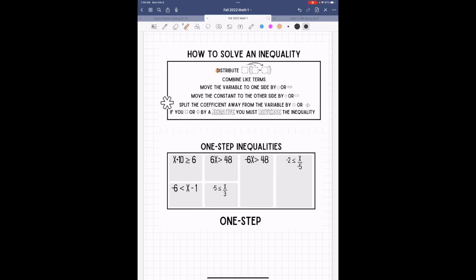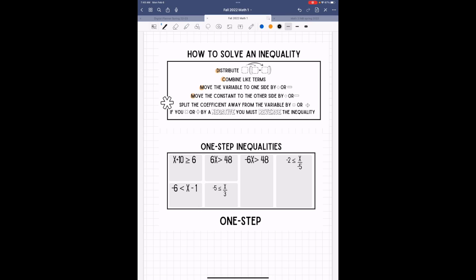So the first thing you're going to do, just like we've done before, is distribute the parentheses if you have them, combine like terms, move the variable to the other side, and then you're going to move the constant to the other side. And this one says split, but split the coefficient.